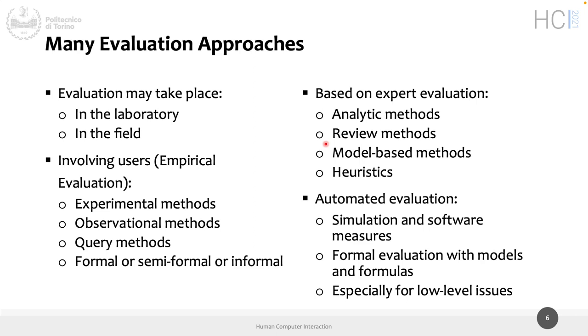Then we have heuristics. Heuristics per se are not methods. Heuristics are more like guidelines, more like principles. So a list of things to check, a checklist in a way. Say yes, this applies or not, and how this applies. And we are going to see 10 heuristics, but you have already seen the 8 golden rules of Ben Shneiderman. Those also could be applied as heuristics if you want.